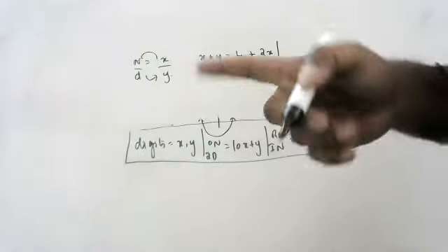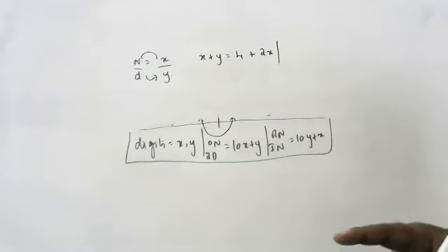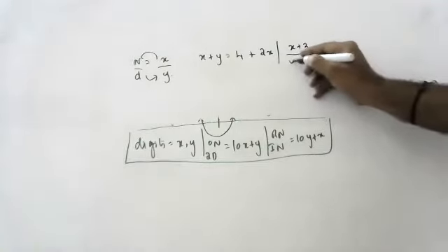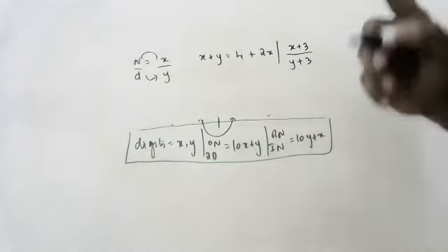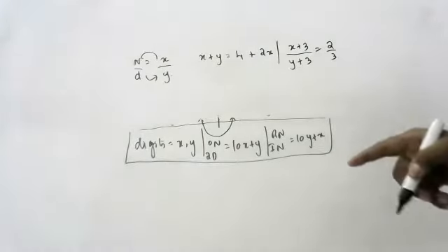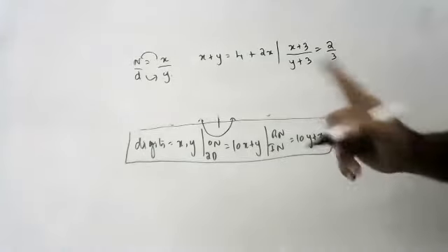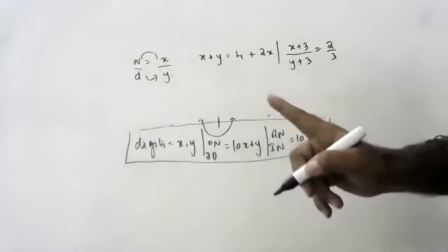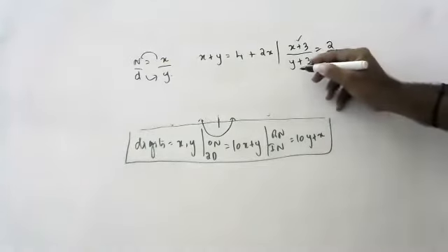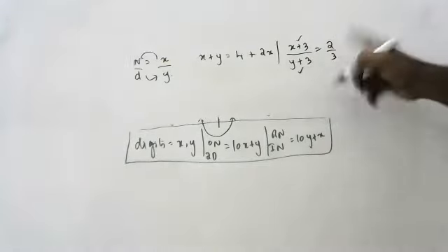If numerator and denominator are increased by 3, then they are in the ratio of 2:3. Just 2 by 3, that's all. Don't write 2x by 3x, you will get confusion. If numerator is increased by 3 and denominator is increased by 3, ratio becomes 2 by 3.